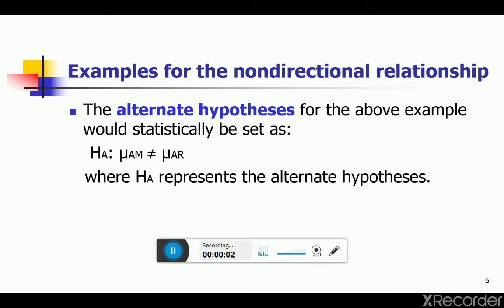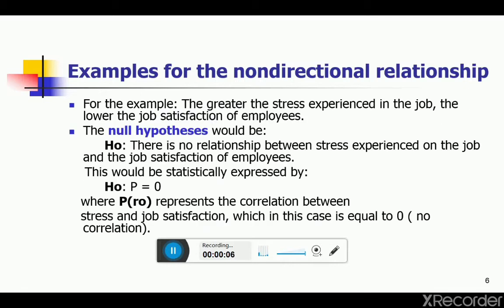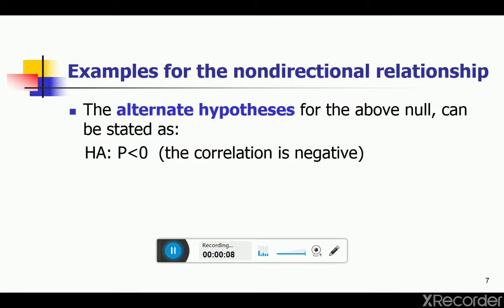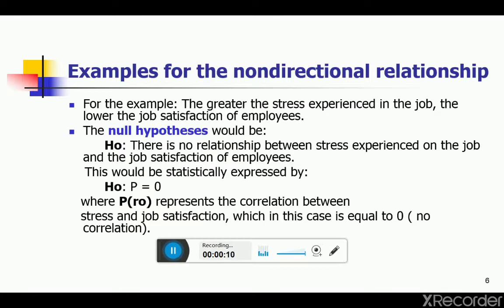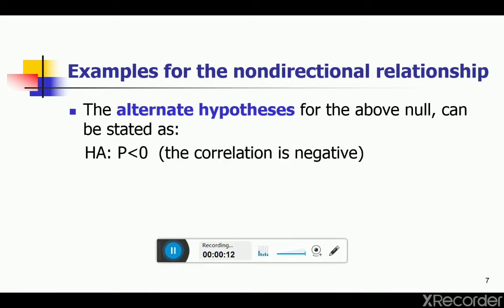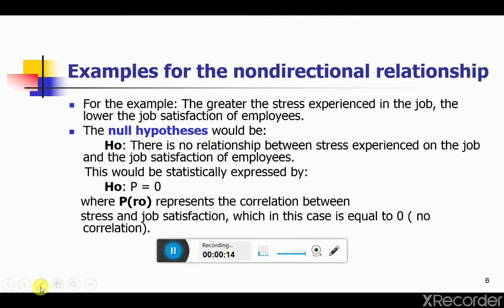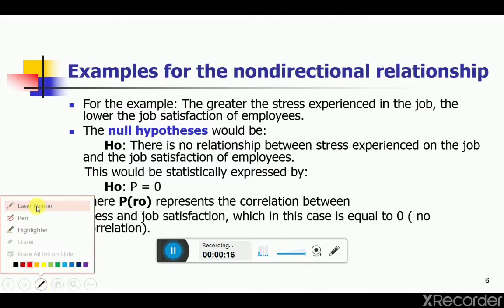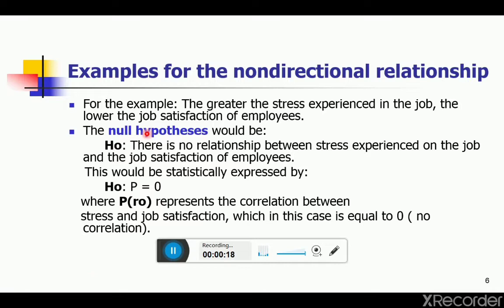Hope, inshallah, the idea will be clear. Now we will move to the next non-directional hypothesis. Let me first highlight the pointer here and then we will explain. Now another non-directional relationship hypothesis we are going to develop. The theoretical statement is: the greater the stress experienced in the job, the lower the job satisfaction of employees.